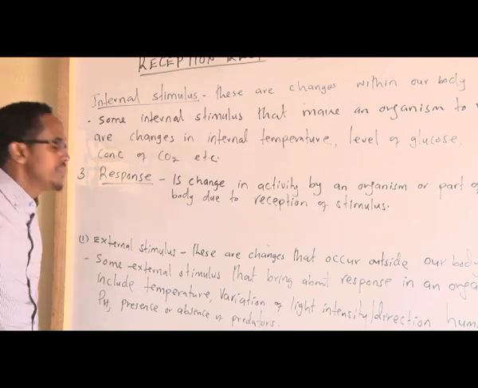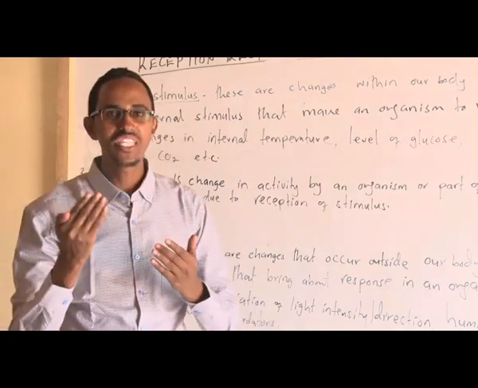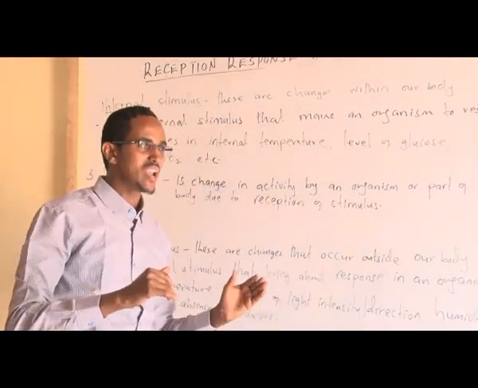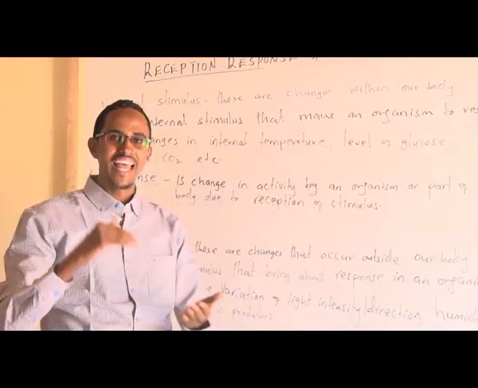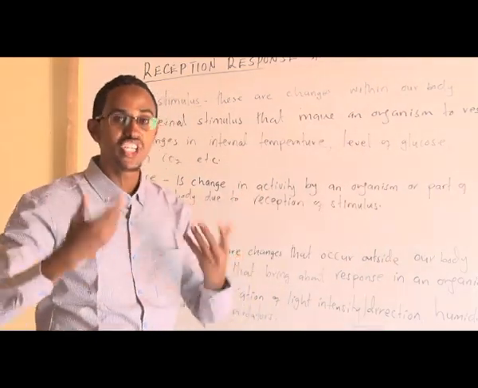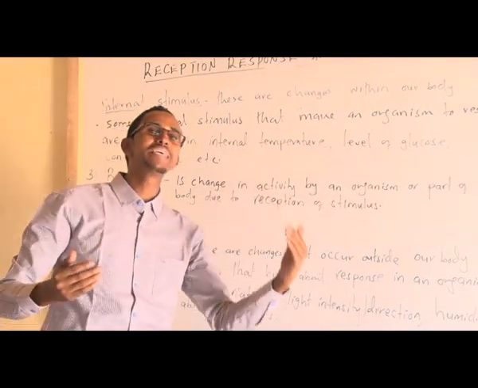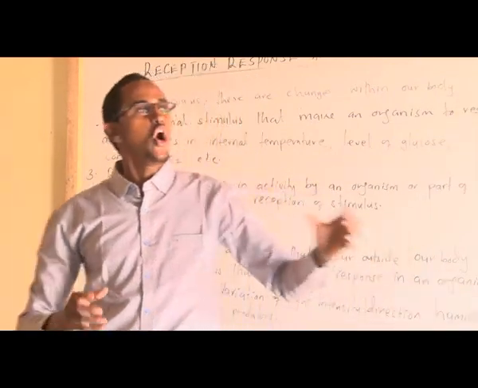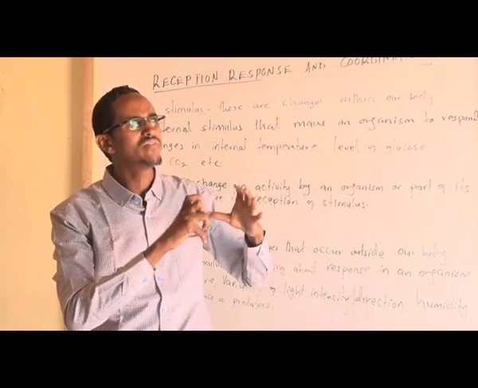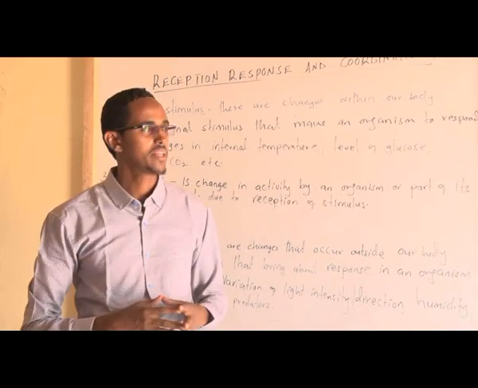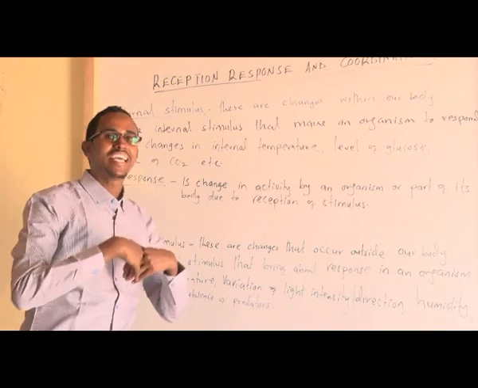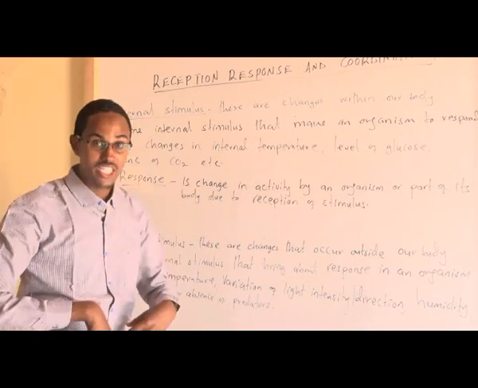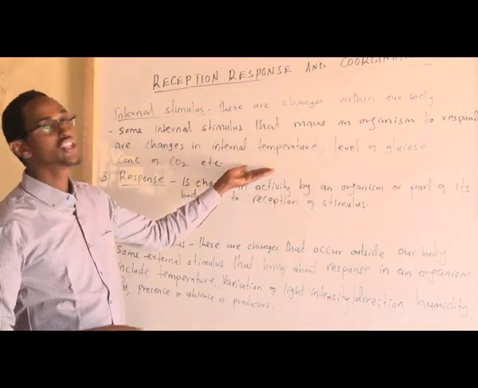We define sensitivity as the ability of an organism to detect and respond appropriately to changes in the environment. Then a stimulus is a change in the conditions of the environment that makes an organism change its activity. A stimulus could be external, meaning changes taking place outside our body, such as variation in the climatic conditions. And then we also have internal stimulus, that means changes taking place within our body. An example is changes in internal temperature.